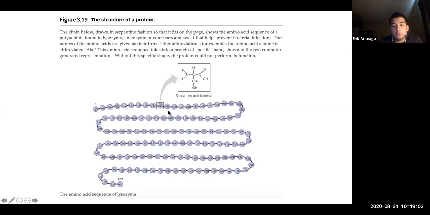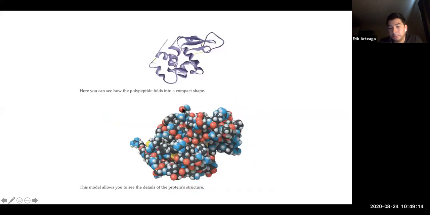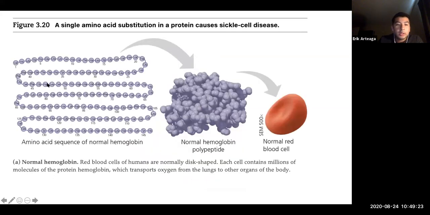The individual strands, if they're not folded appropriately, you will not have a good protein, or your protein will not form properly, right? And it will not perform the task that is needed by that protein, okay? And here you have just another 3D model showing the details of the protein structure, right? So if you have misfolded proteins, or the protein is not folded appropriately, right? So let's say the amino acid sequence of normal hemoglobin, you could have normal hemoglobin polypeptide, right?